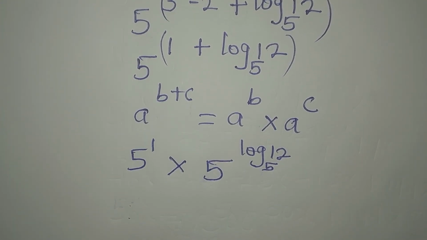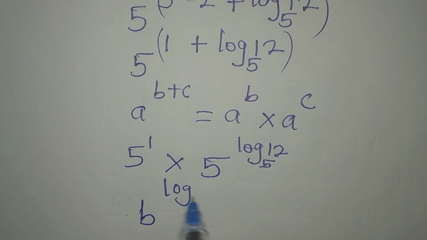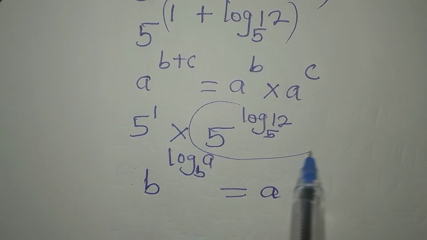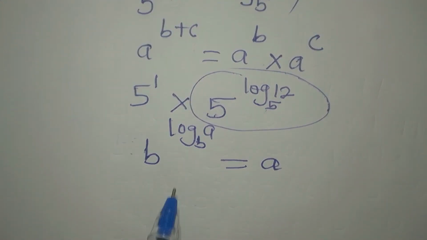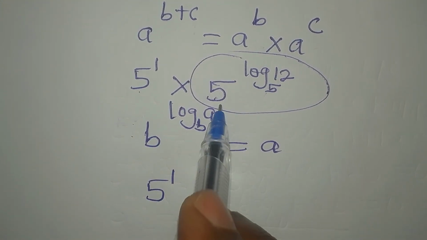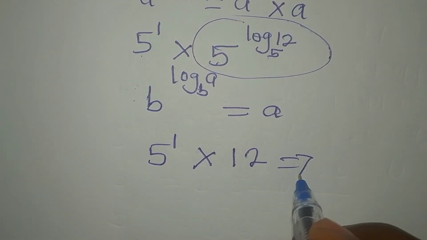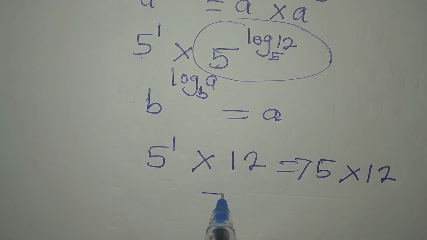Then another law you must know is this. If you have, let's say, b to the power of log a to base b, this is equal to a. So if that is the case, then the whole of this will give us 12 because we have 5 to the power of log 12 to base 5. So 5 to the power of 1 is over there, then multiply by the whole of this, which is 12. And 5 to the power of 1 is the same as 5 times 12 over there. And 5 times 12 is equal to 60.